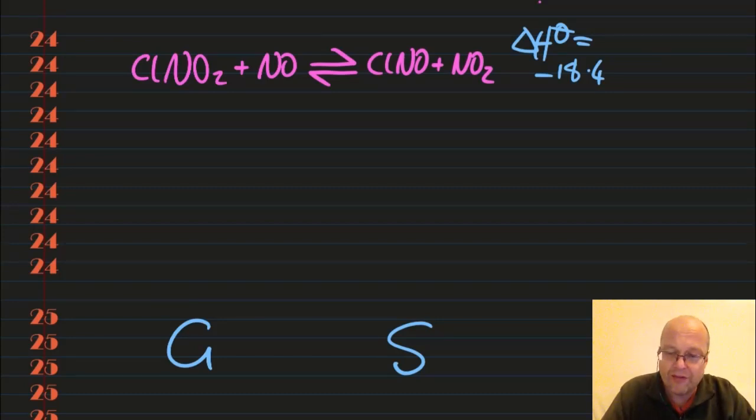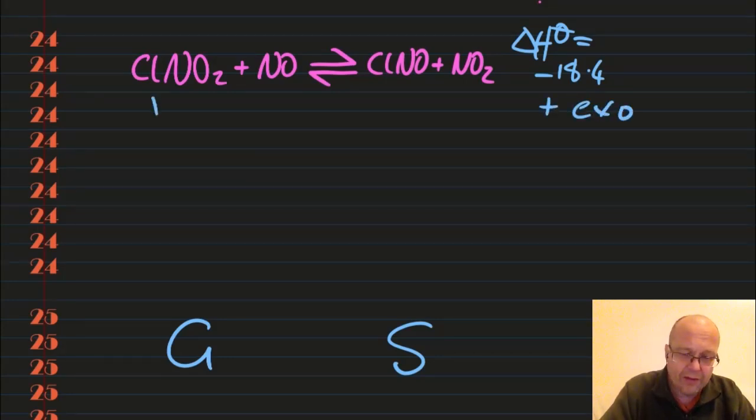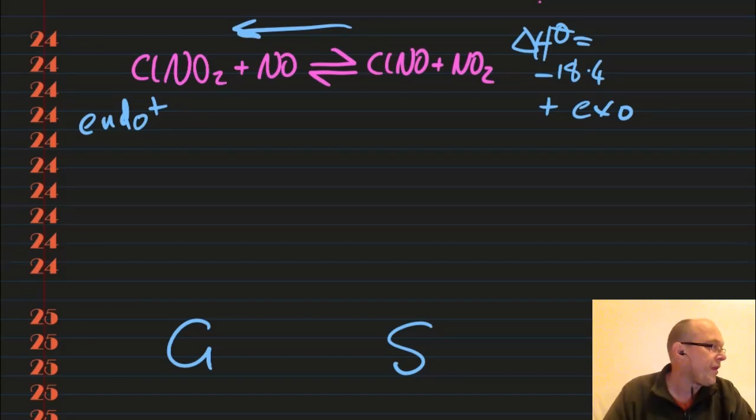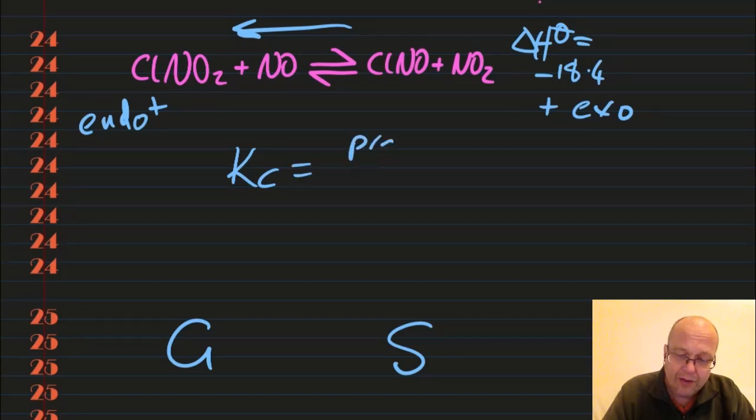24. Okay, so if I increase the temperature, Le Chatelier says, for a system in equilibrium, if you stress it, it moves to oppose the stress. So if I increase the temperature, it's going to move to the endothermic side. So I can see that this is exo, because it's negative, so that's going to be endo. So if I increase the temperature, it's going to shift to the left. Now, Kc is a constant unless you change the temperature, which is what's happening here. So Kc is going to be products over reactants, the concentration to equilibrium.